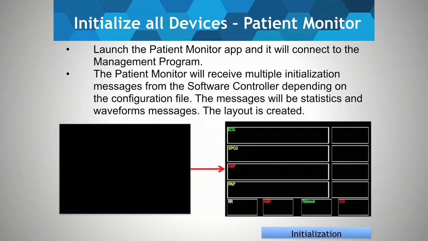So the patient monitor will receive multiple initialization messages from the software controller depending on the configuration file. It can receive waveform messages and statistic messages. When it receives these messages, what it does is it creates the layout according to how many waveforms it received and how many statistic messages it received. So for example, the black screen shows and it populates the names of the waveforms and the statistics according to the initialization messages.